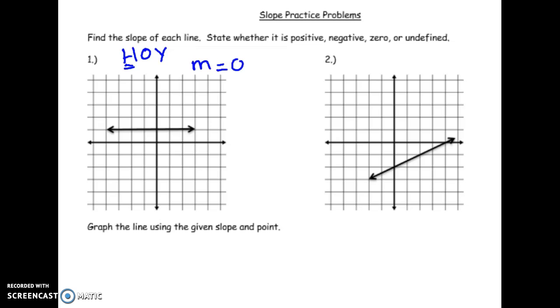All right, now this one, if we look at it, we're going up, up, up. Think positive, positive, positive. It's actually going to be a positive slope. And if we want to find the slope of the line, we'll use this point and this point. In this case, I rise 1, I run 2. So my slope is a positive 1/2.